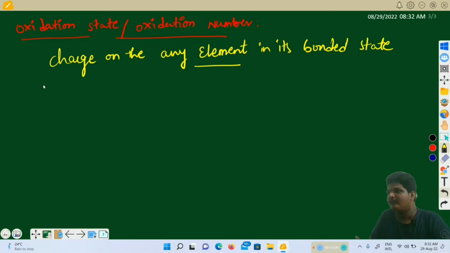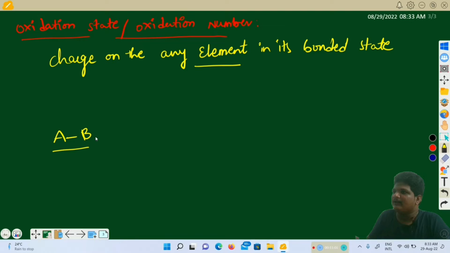Oxidation number can also be defined as a number which denotes either the losing of electrons or the gaining of electrons. So let us consider a molecule AB. Here A is one atom and B is another atom, bonded together, so there will be a formation of a molecule. So it is an AB molecule.